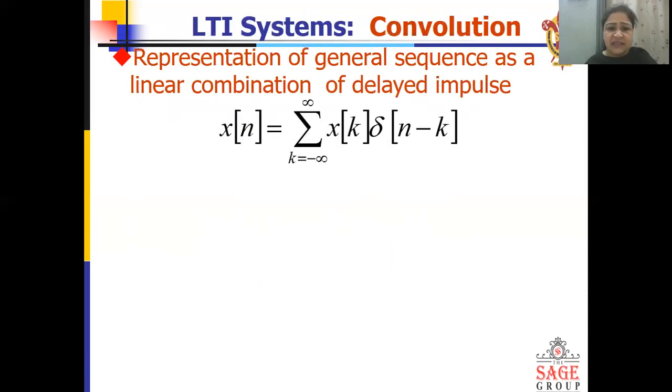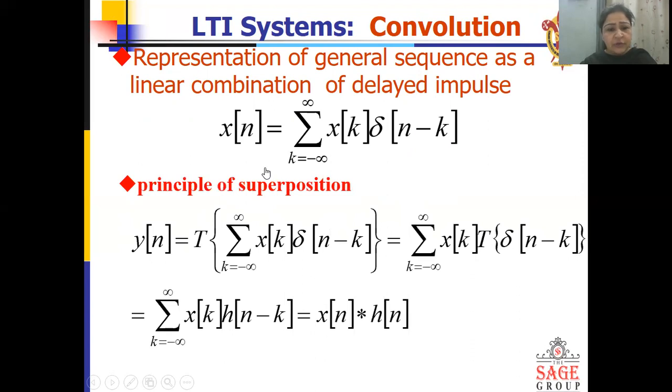Now, we will consider the representation of the general sequence as a linear combination of the delayed impulses. If I have any sequence x[n], it can be represented as the sum of the weighted and shifted impulses. That means it can be written as x[0] delta[n] plus x[1] delta[n minus 1] plus x[2] delta[n minus 2]. Say if I take negative values of k, then x[-1] delta[n plus 1], x[-2] delta[n plus 2], and so on. So this is the representation of any general sequence in terms of the delayed impulses.